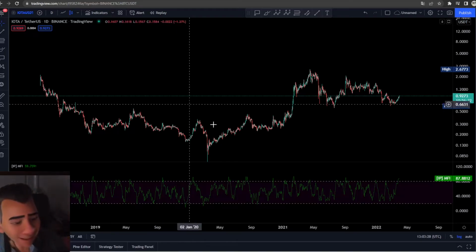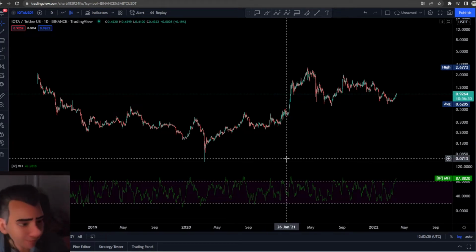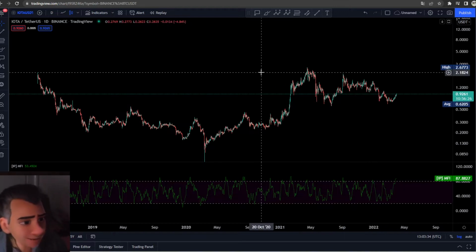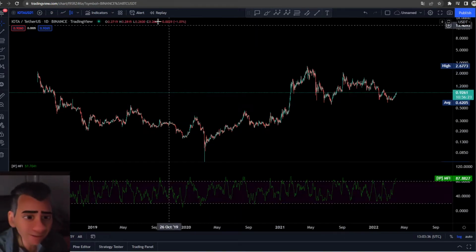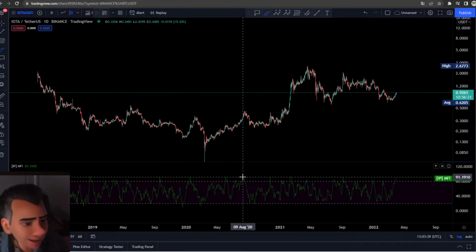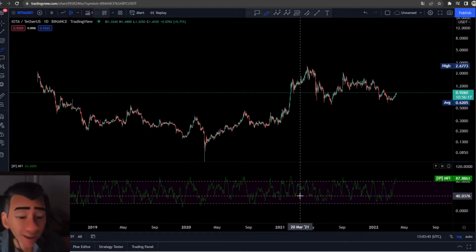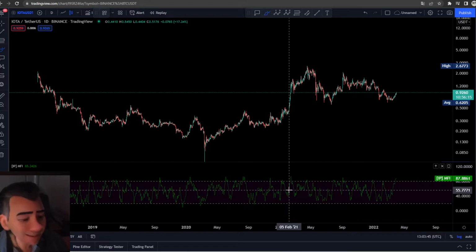So what does it mean? Let me show you. Here is the daily time frame. Every candle is 1 day. Let's talk not about the future. Let's talk about what happened. Let's talk about the history. We saw here nice spikes to the upside. And if you're watching the MFI on the downside, everything over 80 points is overbought.